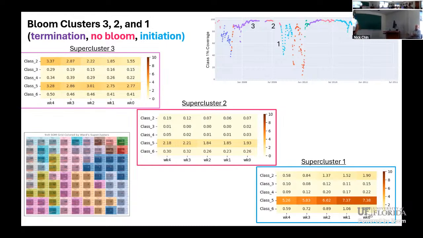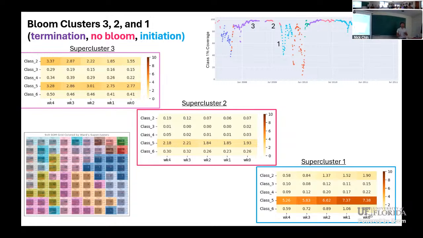And you can see it, right? So these are all percent coverage. So in every single one of these columns, they should eventually add to 100%. So class 1 was left out. So in this case, it would be like 95% coverage in class 1. However, you can see in all of these that it's decreasing and eventually going to 0. Likewise, in cluster 2, they're all very close to 0 or no bloom. In supercluster 1, you can see the bloom starting to increase again.